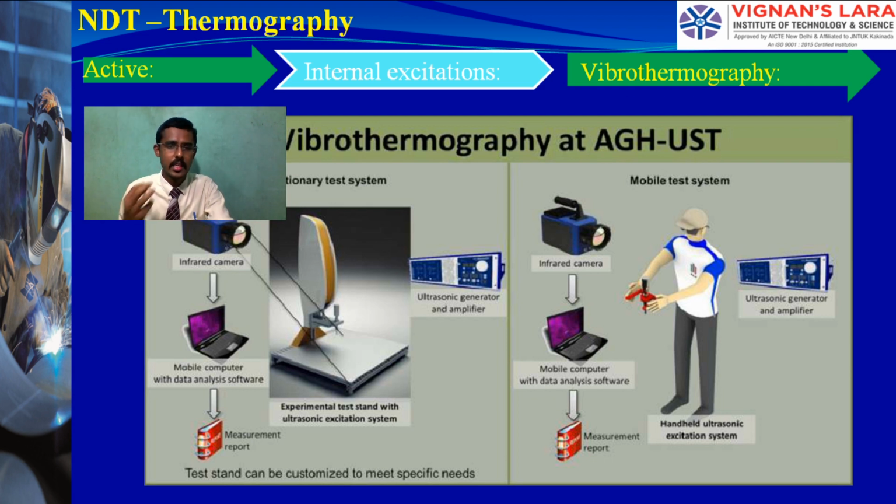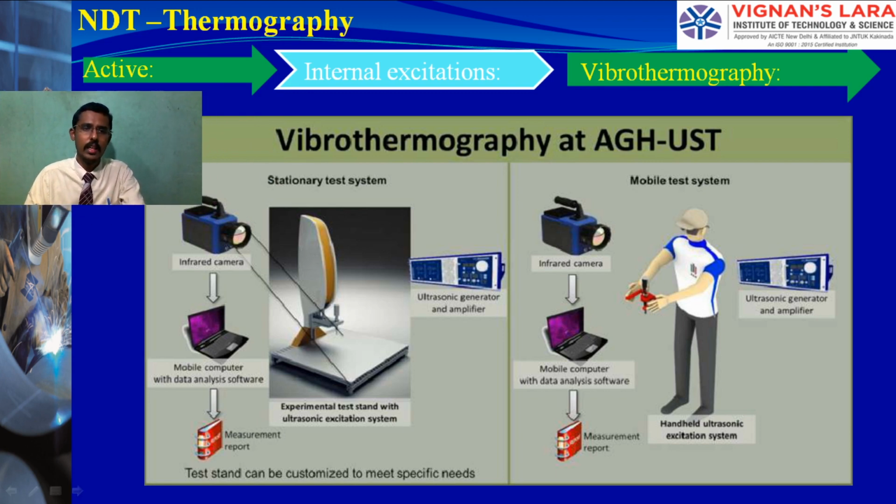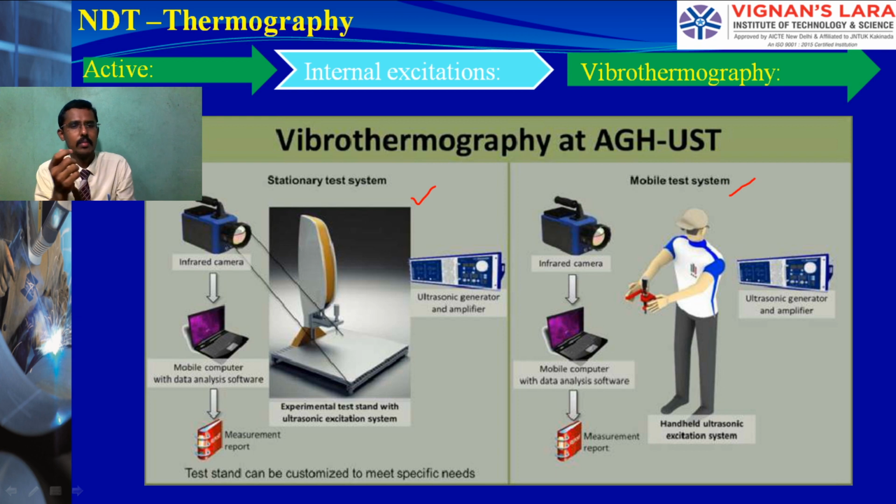See, a few types are there. Maybe a stationary method, or maybe a mobile method. So in this picture, on the left side, we have a stationary setup with a table and dies, where we have to keep the sample and check. Otherwise the other method, the right side one, is mobile testing, where we can take the sample in hand like a mobile phone or camera.